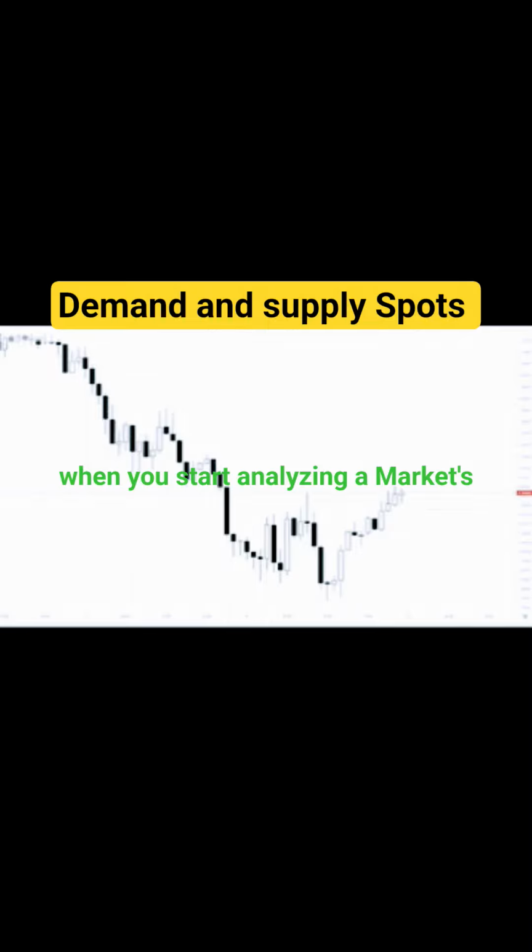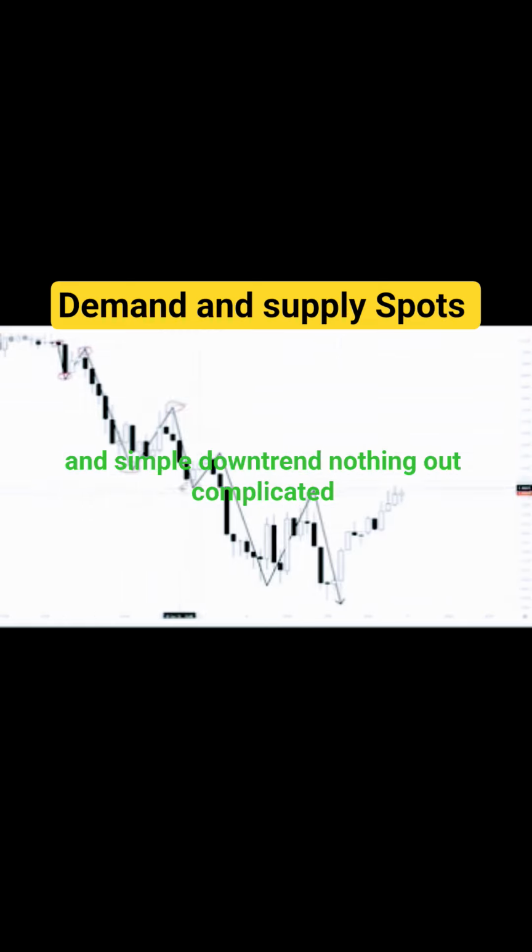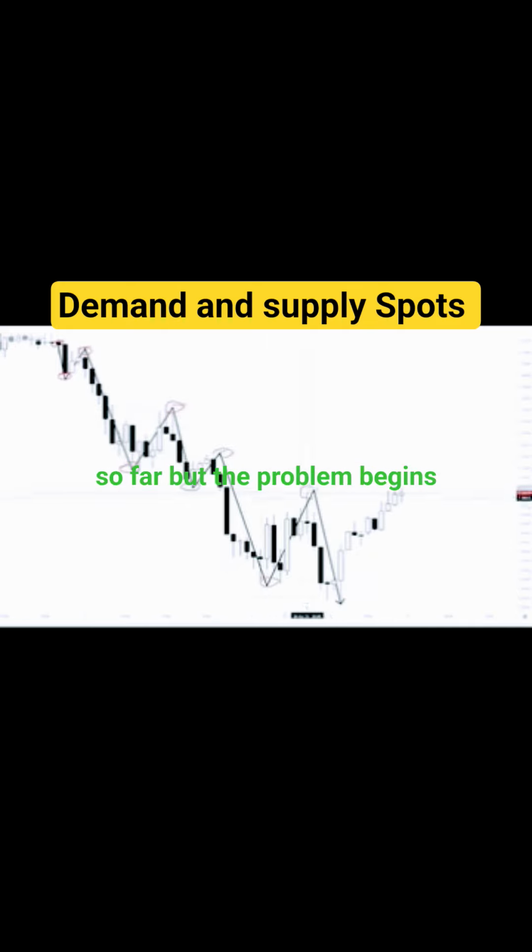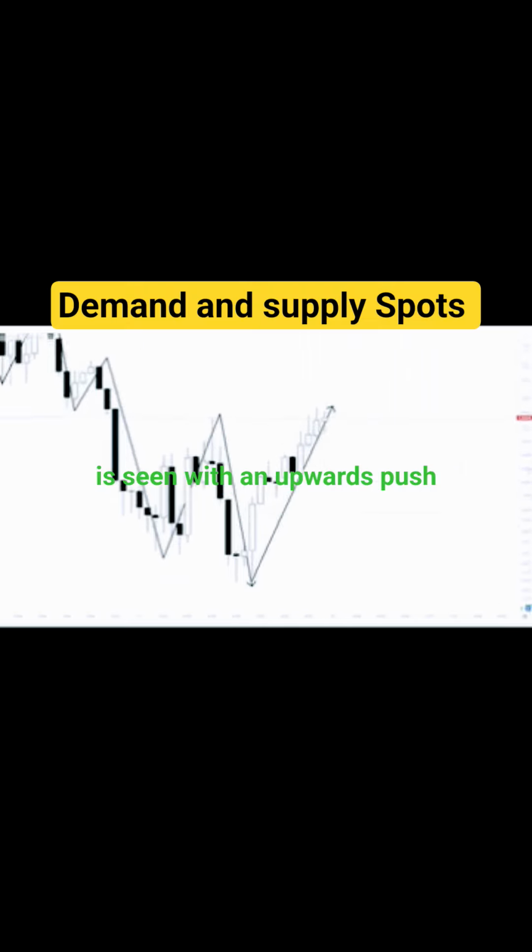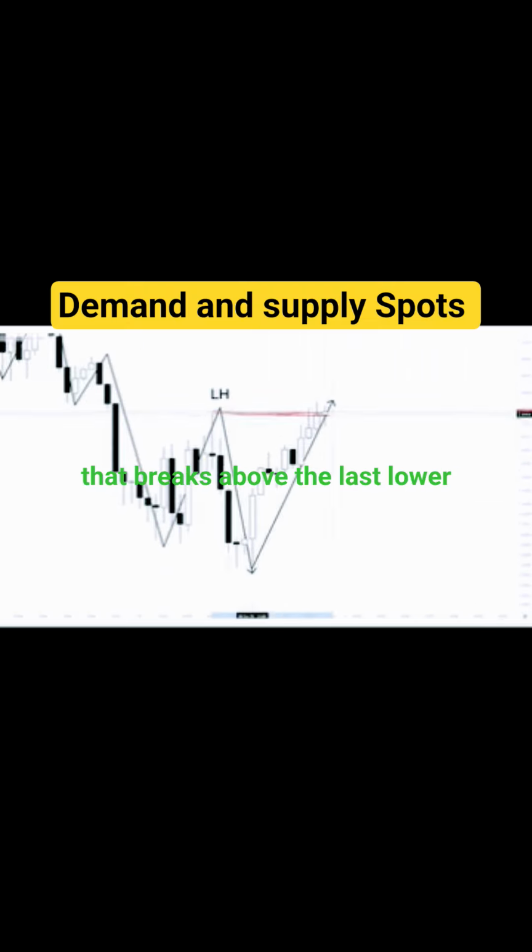When you start analyzing a market's price action, and more specifically their swing points, which in this market are repeated lower highs and lower lows, so basically a straight and simple downtrend. Nothing too complicated so far. But the problem begins when the market reverses. That reversal is seen with an upwards push that breaks above the last lower high, turning it into a higher high.